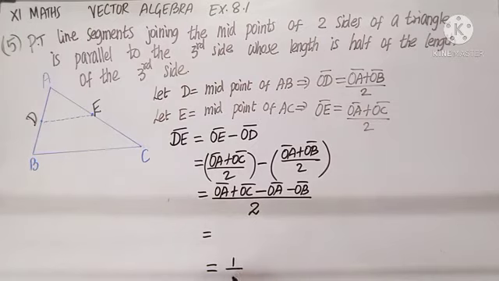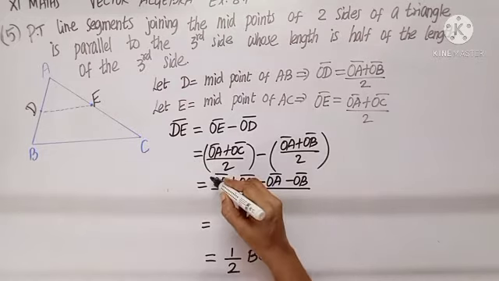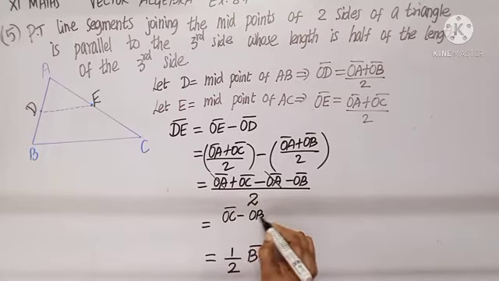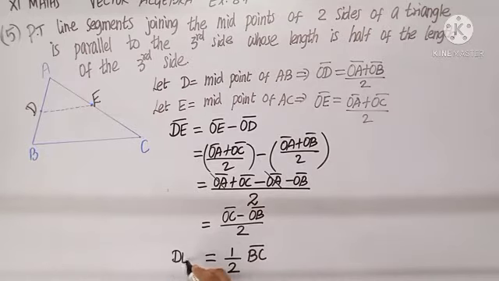I want to show this is nothing but half of the third side, that is, half of the BC vector. What is the BC vector actually? It is OC minus OB. Here, OA minus OA cancels. I arrive at OC vector minus OB vector by 2. What is OC minus OB? It is nothing but the BC vector. So I started with the DE vector and ended with half of the BC vector.